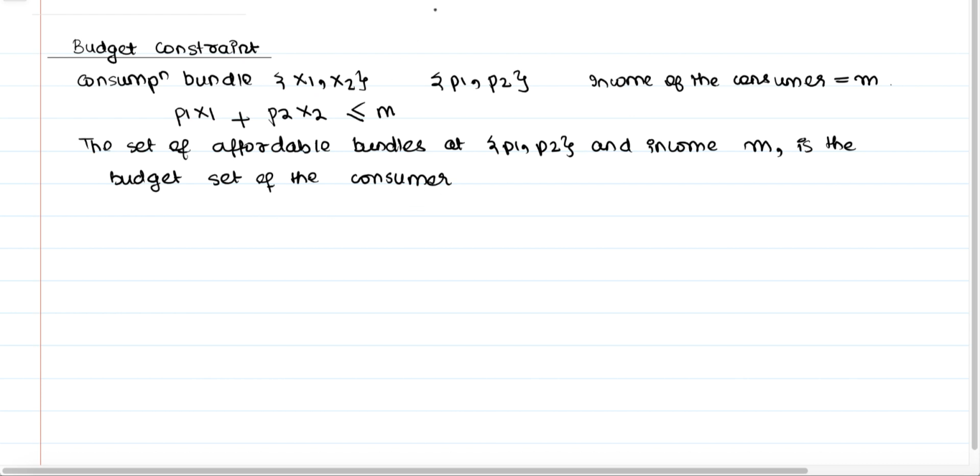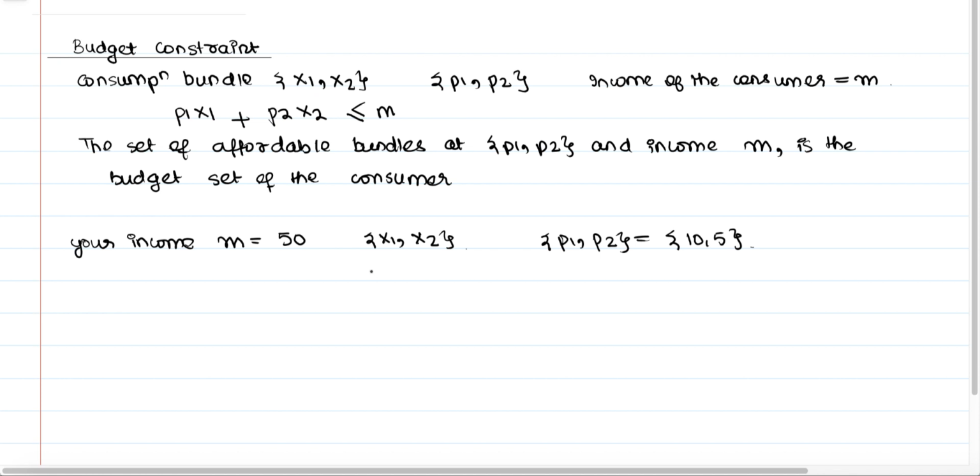Right. So let's take up one numerical. Suppose your income m is 50, and you can spend this income m on two goods x1 and x2. 1 unit of x1 and 1 unit of x2 cost p1, p2, which are 10, 5. So the first part of the question is, write down the budget equation or budget line.